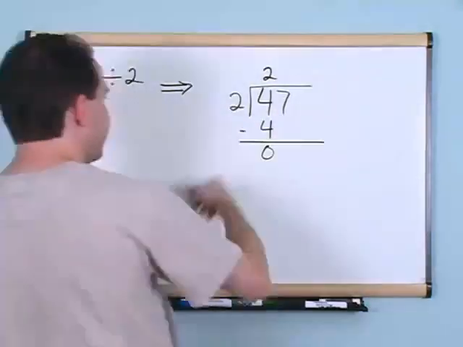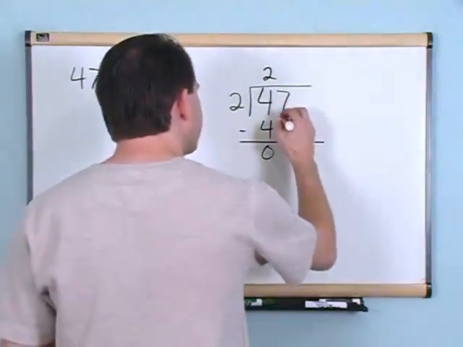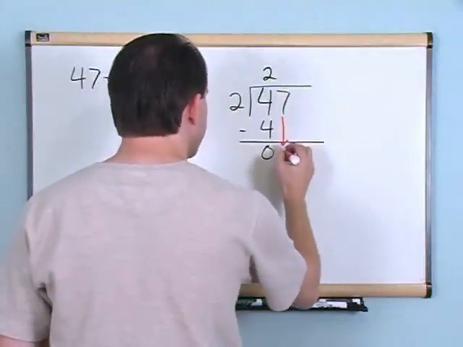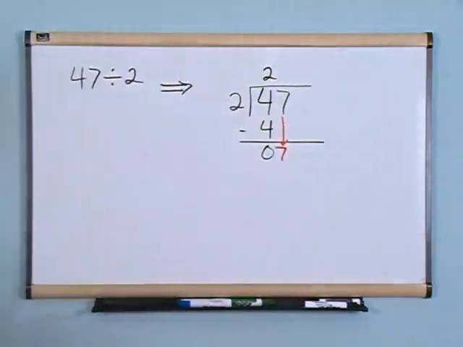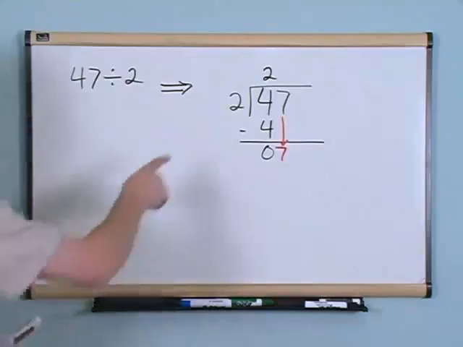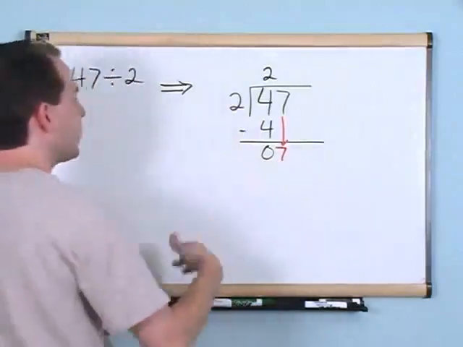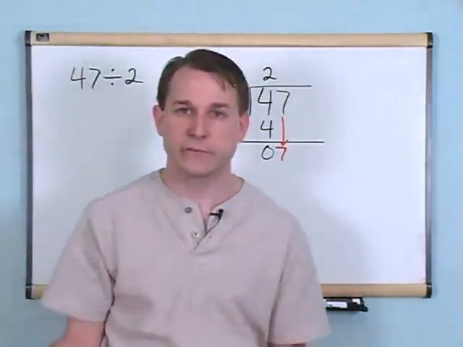But you do have this 7 sitting out here. So what I'm going to do is I'm going to draw an arrow, and I'm going to put this 7 down here. So you have 7. Now the thing you need to ask yourself is, how many times can 2 go into 7? In other words, 2 times what gives you 7?